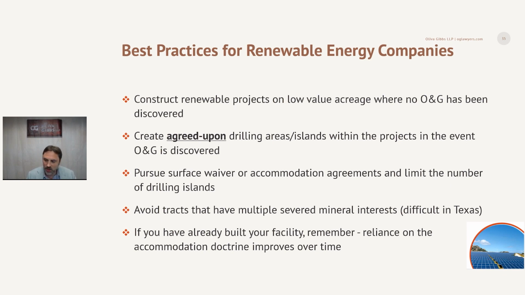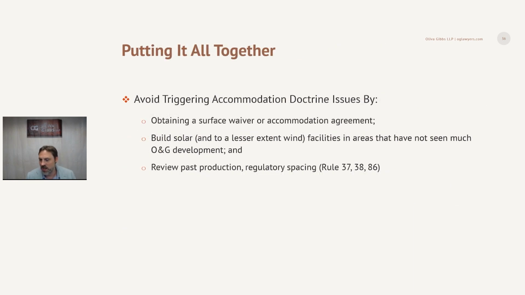And look, if you've already built your facility and you're panicking right now, remember, if it's been a while, you probably are going to have some protection from the Accommodation Doctrine at this point. And hey, nobody's challenged you yet. Maybe you're in reasonably good shape. So putting it all together, you want to avoid triggering Accommodation Doctrine issues by, again, obtaining these surface waivers or accommodation agreements, build solar and to some extent wind facilities in areas that have not seen as much development. Look at the production, look at the Railroad Commission website. Are there, you may even fall within Rule 37, Rule 38, Rule 86.